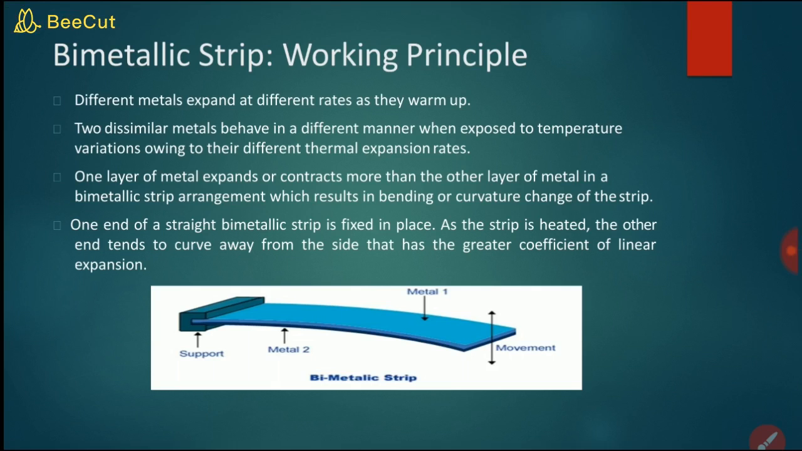Okay, students. This is the working principle you see in the bimetallic strip expansion. That is, different metals expand at different rates as they warm up. The two dissimilar metals behave in a different manner when exposed to temperature variations owing to their different thermal expansion rates. One layer of the metal expands or contracts more than the other layer in a bimetallic strip arrangement, which results in bending or curvature change of the strip.